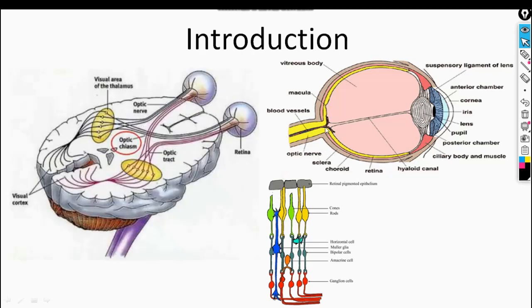Finally, the visual impulse goes through the rods and cones, and the pigment epithelium, then comes out through the optic nerve. Then it goes through the optic chiasma, then to the optic tract, then to the lateral geniculate body, and then through the optic radiation it reaches the visual cortex area, that is Brodmann's area number 17, 18 and 19.